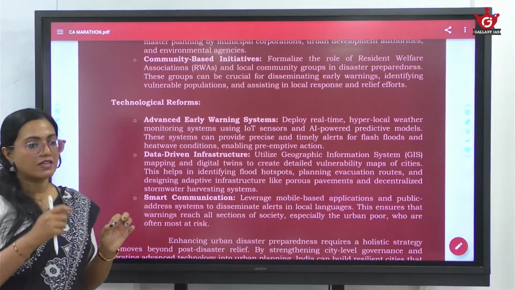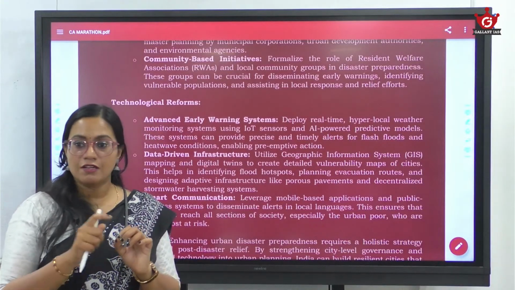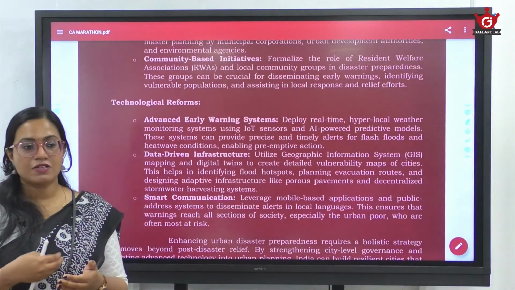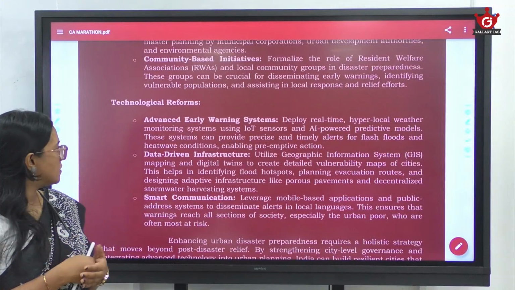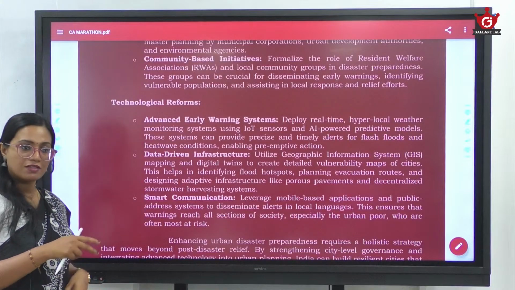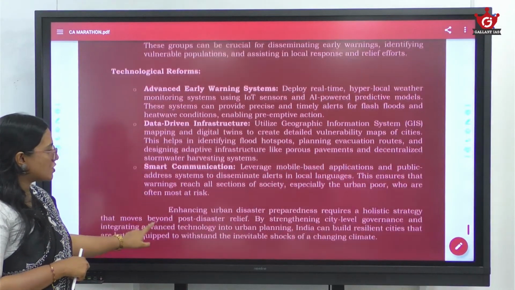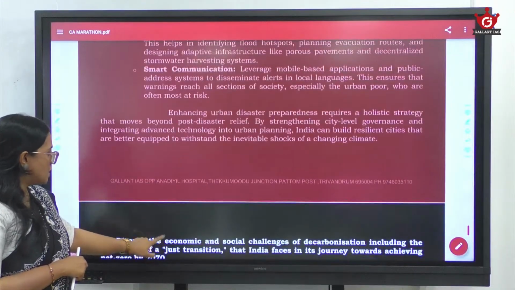When the question is explicitly asking you to mention the reforms, you can merge all this. But if it is asking about institutional reforms and technological reforms, that should be a separate heading and you should have points to write under different headings. Advanced early warning system, data-driven infrastructure, smart communication networks.